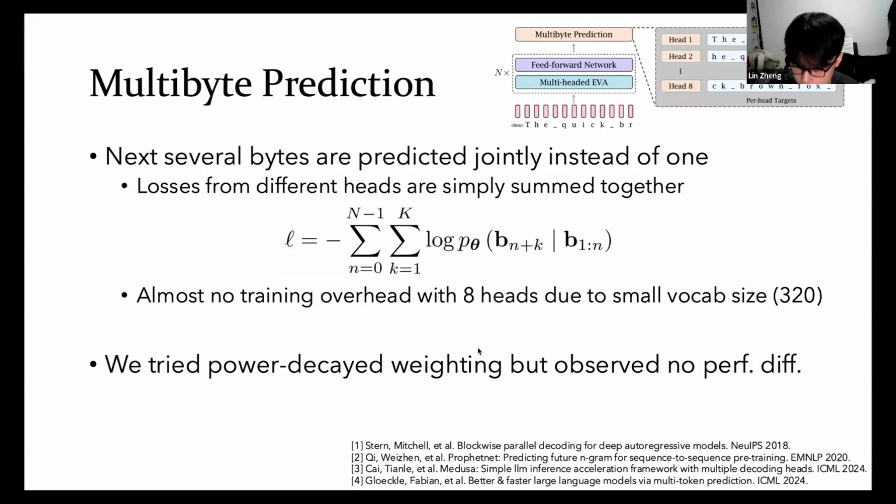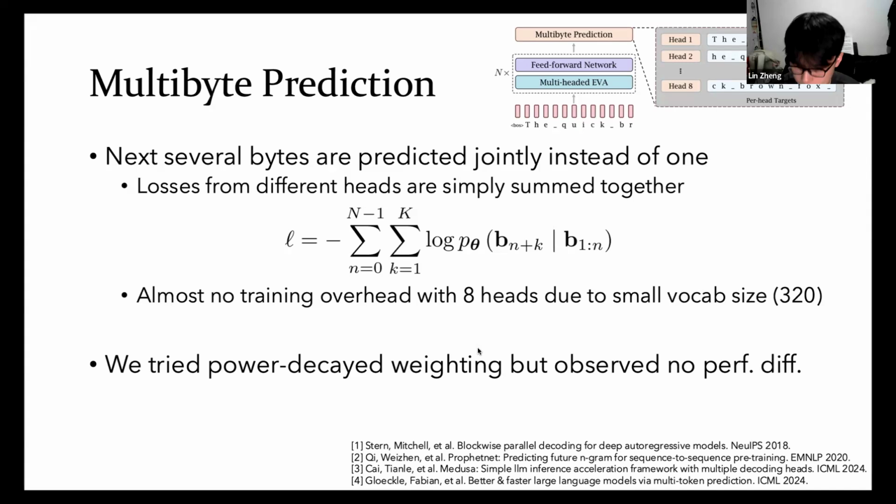So the first component is called multi-byte prediction. The idea is pretty simple, and it has been proposed in recent literature. Instead of trying to predict just the next token, the multi-byte prediction module predicts the next several bytes simultaneously. This corresponds to calculating the cross entropy from every prediction head and aggregating them together, which serves as the final loss objective.